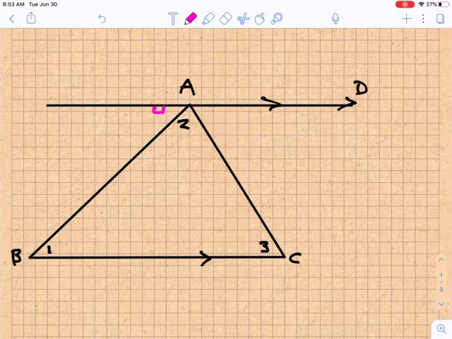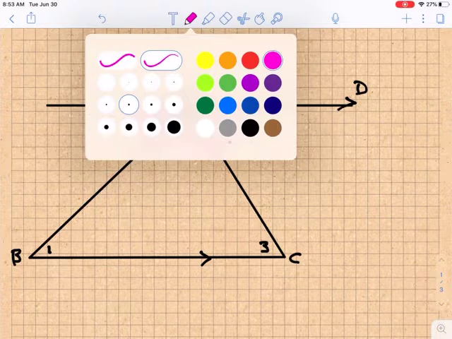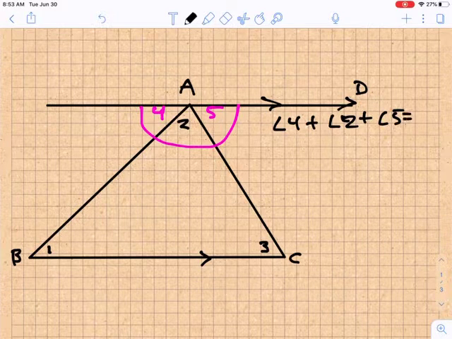We get angle 4 right here, and angle 5 right here. If you look at that, we've got angle 4, 2, and 5. All of these make up a straight angle, right? So angle 4 plus angle 2 plus angle 5 all equal 180 degrees because they add up. That's kind of useful, so we're going to operate off of this to see what we can do.